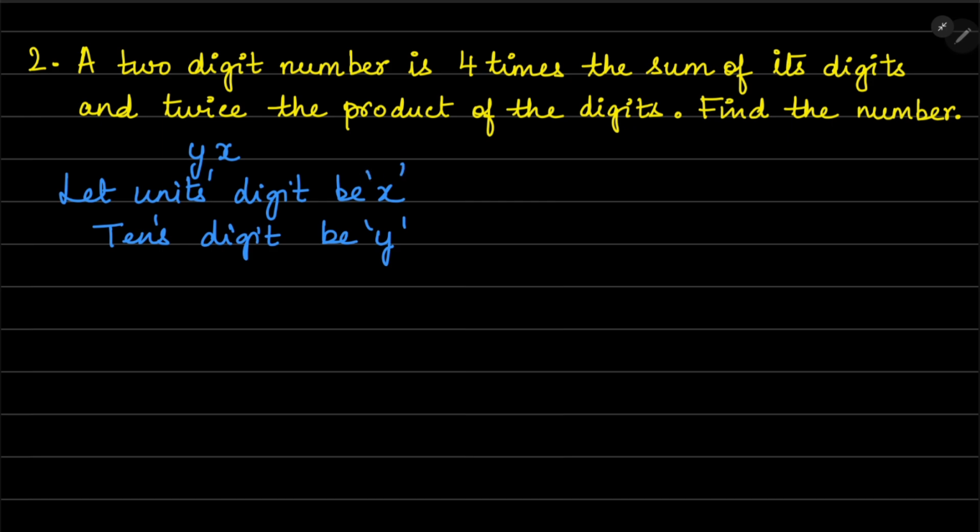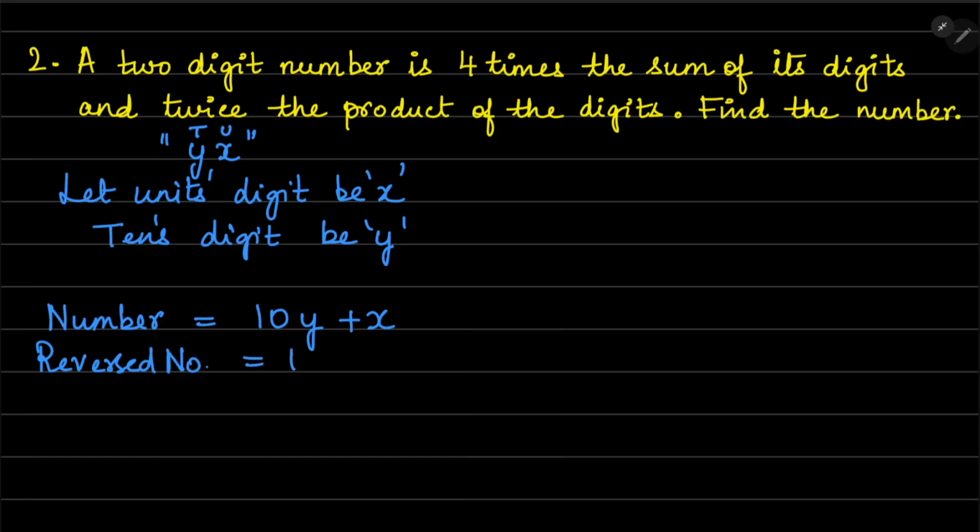So if I take a 2-digit number, what will the original number be? Let it be yx, where x is your units place and y is your tens place. So what will be the number? 10y plus x. And if you reverse it, the reversed number will be 10x plus y.